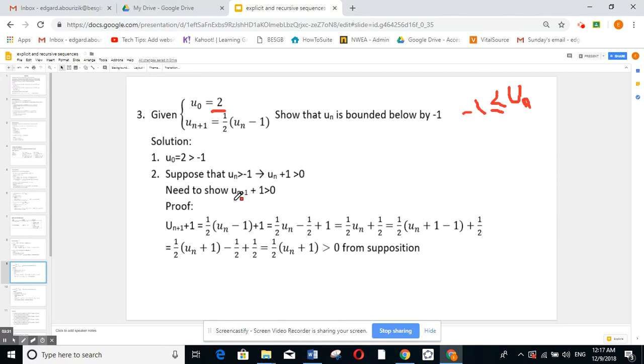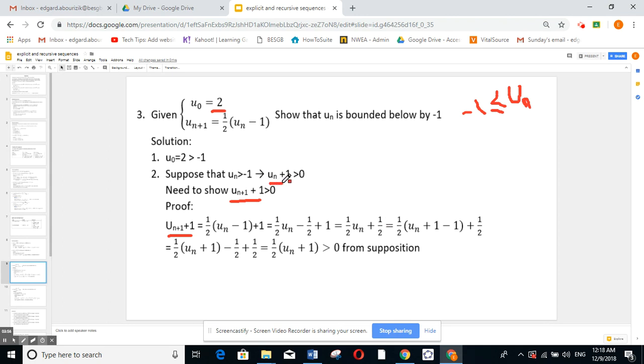I need to show it for the term after. The term after un, you all know, is un plus 1. Plus 1 must be bigger than 0. So here, as I did in variation in the video before, I start by the first part of the conclusion. I use my given. What's un plus 1? It's half un minus 1 plus 1. I expand. I have half un minus half plus 1, which is half un plus half.